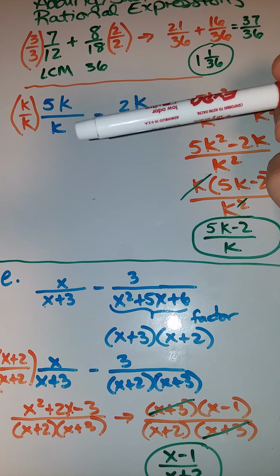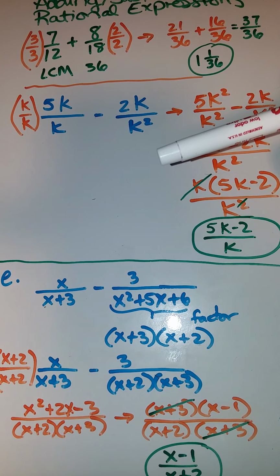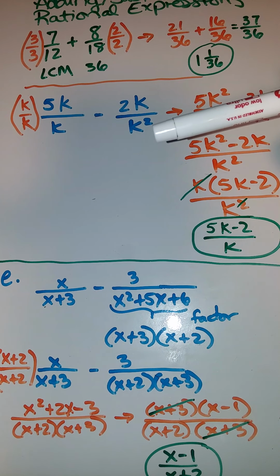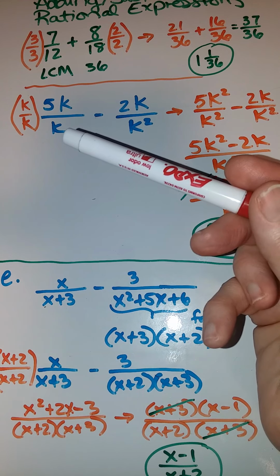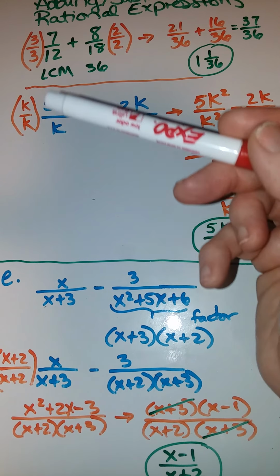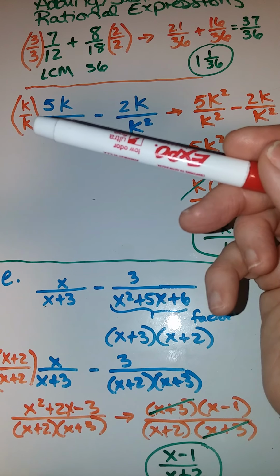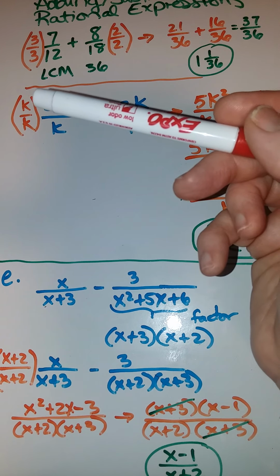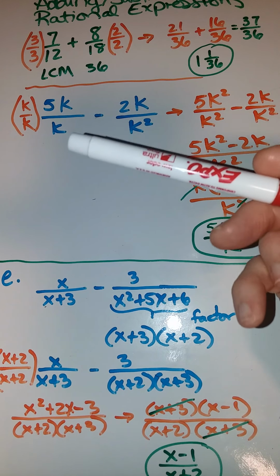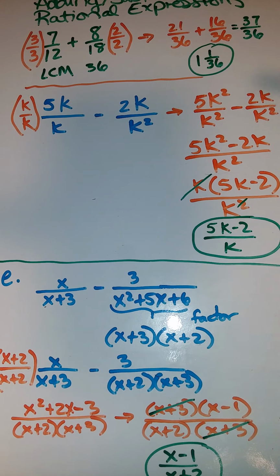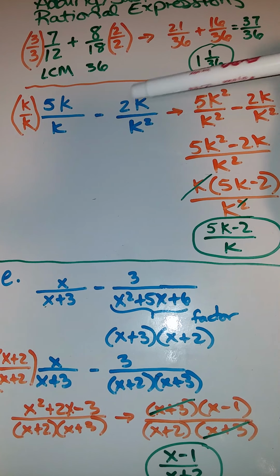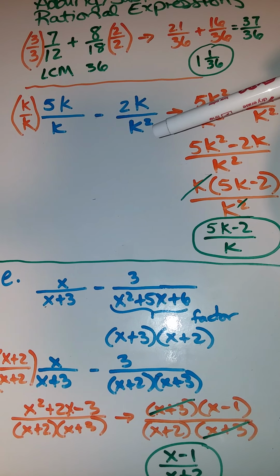So here we have 5k over k minus 2k over k squared. Well, we're going to need to make this denominator k squared. And in order to do that, I have to multiply this denominator by k. And so if we're going to multiply one side of the equation by k, we have to multiply the other side by k in order to keep the integrity in the fraction itself. And we don't have to do anything with this one because it's already got the common denominator, so we leave the 2k the way it is.